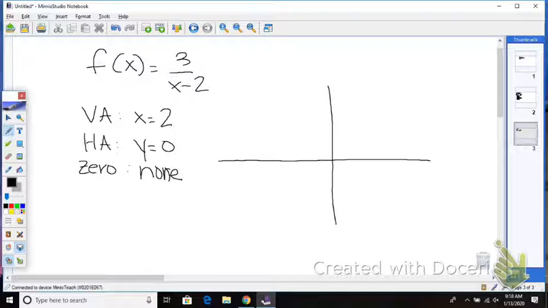Okay, so let's sketch these things, because this is what we know. We know that x equals 2 is a vertical asymptote. So nothing will be equal to 2. We also know that y is 0. I'll draw this in different colors so you can see it. That is the horizontal asymptote. We don't have any x-intercepts. So what was my step 4?